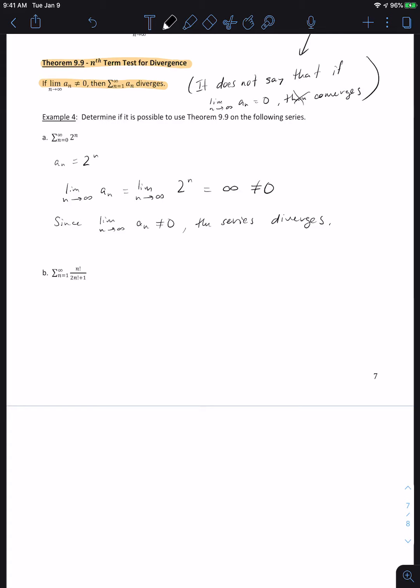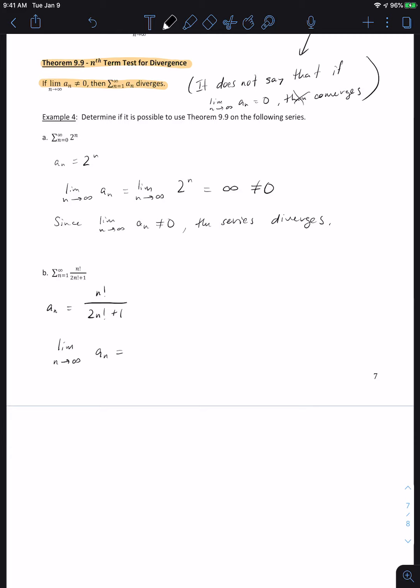The sum from n equals 1 to infinity of n factorial over (2n factorial plus 1). Okay, so a sub n is equal to n factorial over (2n factorial plus 1). Notice that this is not (2n plus 1) factorial, so just be careful of that. So now what are we going to do? We're going to look at the limit as n goes to infinity of a sub n. If this goes to 0, then we can't use theorem 9.9, but if it doesn't go to 0, then we can automatically say it diverges.